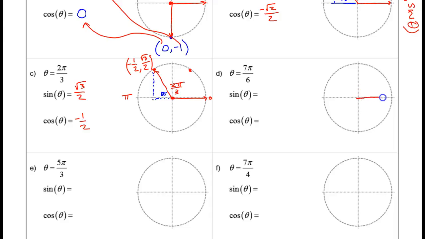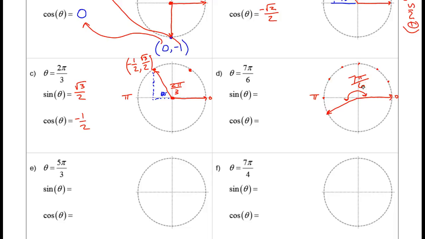I'm going to have my initial side drawn in standard position, and now I have to look at 7 pi over 6. Well, I'm going to use the same idea I had before. That's 0, this is pi, and if I want to split that into 6 chunks, 1, 2, 3, 4, 5, 6, that's great, but now I need a 7th chunk to give me that 7 pi over 6. So there's my value of 7 pi over 6.